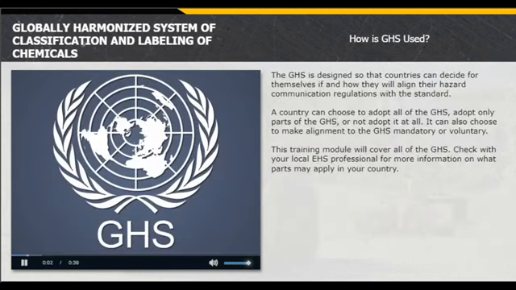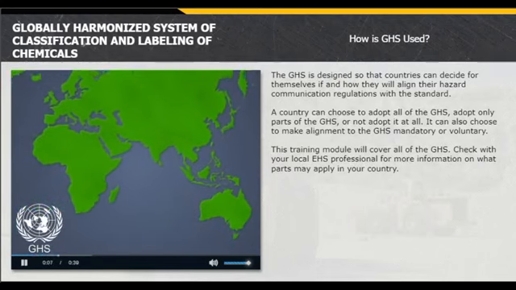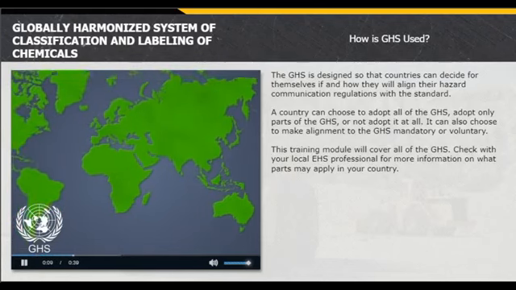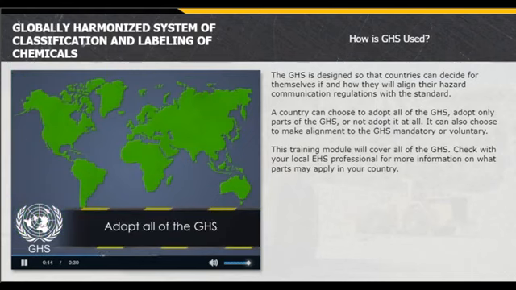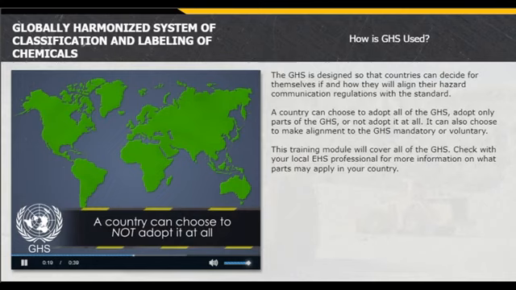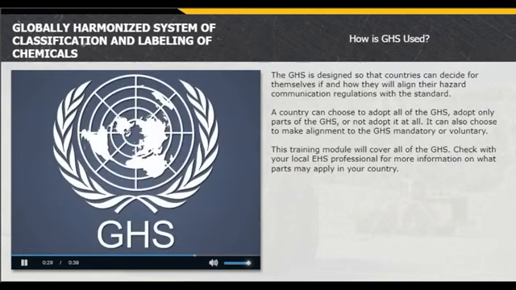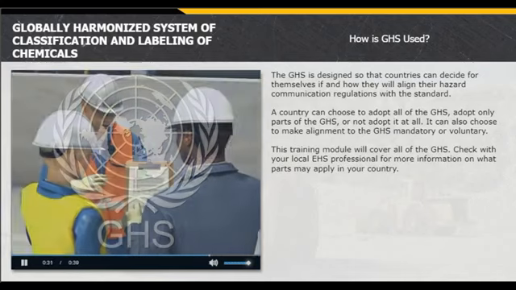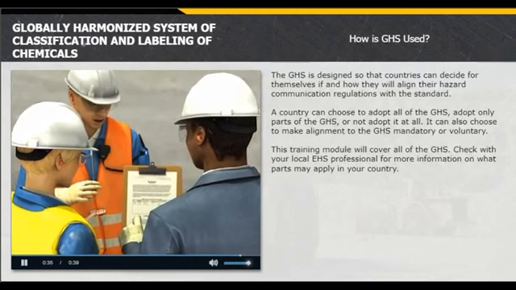The GHS is designed so that countries can decide for themselves if and how they will align their hazard communication regulations with the standard. A country can choose to adopt all of the GHS, adopt only parts of the GHS, or not adopt it at all. It can also choose to make alignment to the GHS mandatory or voluntary. This training module will cover all of the GHS. Check with your local EHS professional for more information on what parts may apply in your country.